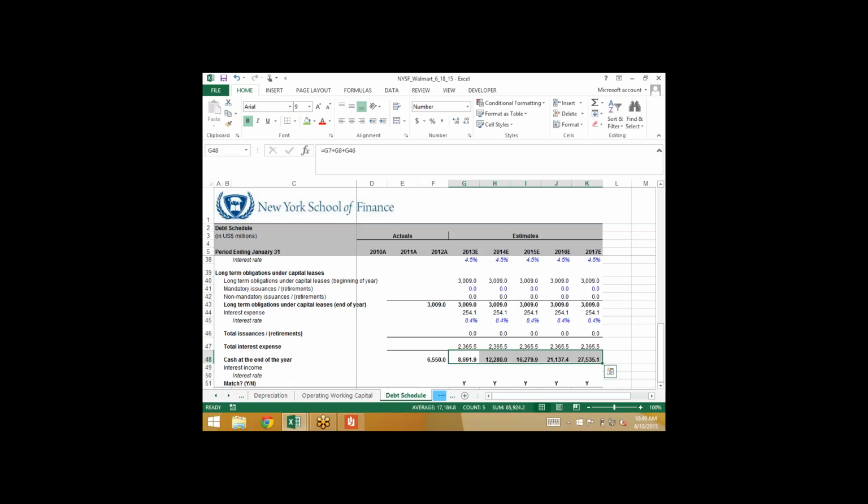Does everybody have 27,535.1 as cash at the end of the year? You should have that.